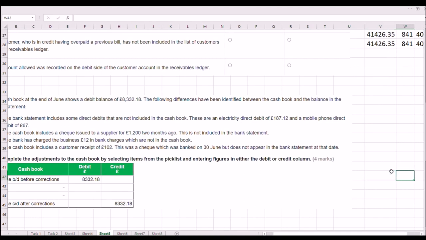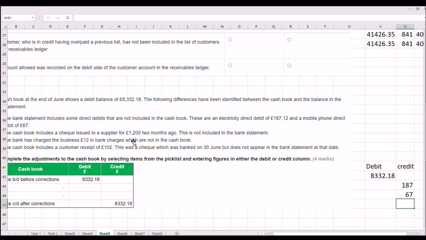Okay, right. So we're going to create an adjusted cash book. We've got our balance before corrections, debit and credit. So we're starting off with debit 8332.18, our unadjusted cash book. And we're going to go through what we've got here. The bank statement includes some direct debits that are not included within the cash book. A direct debit is a payment out, so credit 1187.12 and credit 67. And the cash book includes a check that is issued to suppliers, so that's an unpresented check that will be in the bank reconciliation.